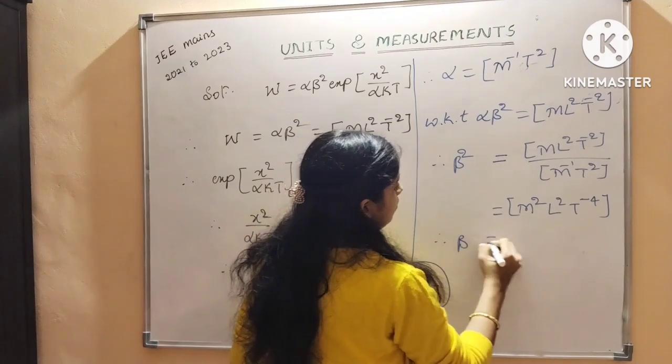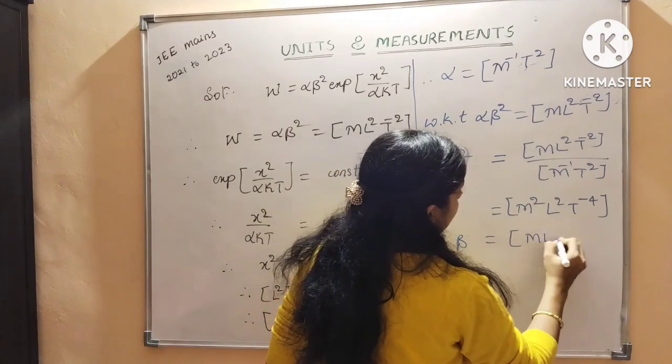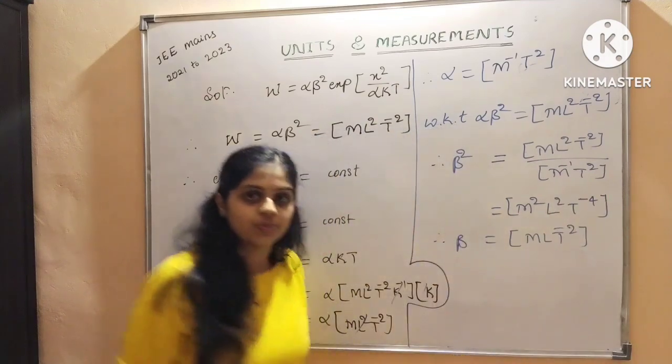Therefore, the dimension of beta will be equal to the root of this, m L t raised to minus 2. Check for the correct option.